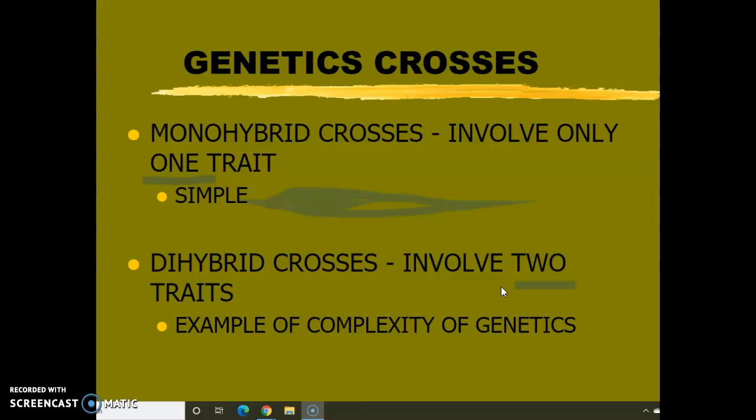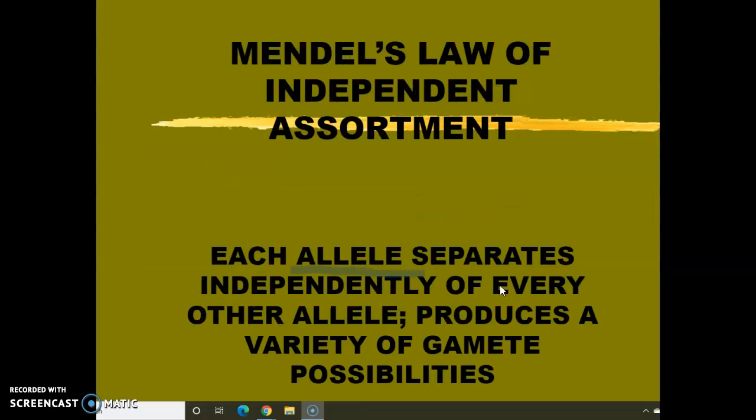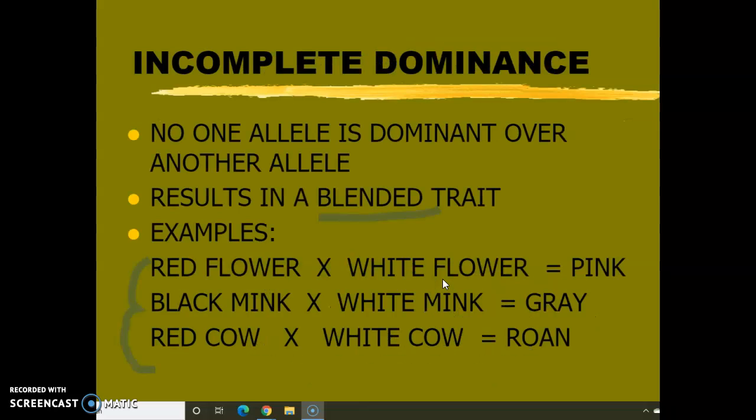All right, number 20, this is Mendel's law of independent assortment. It says each allele separates independently of another one. So that gives you a variety. It's why we're all different. Every one of us is different.